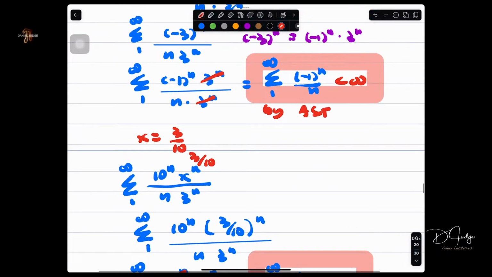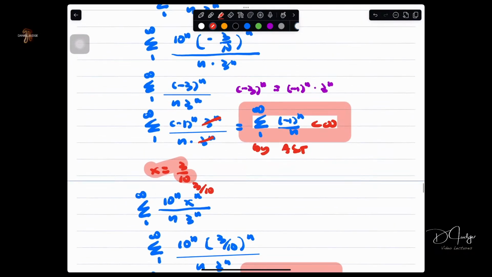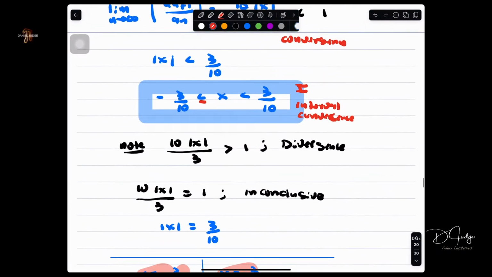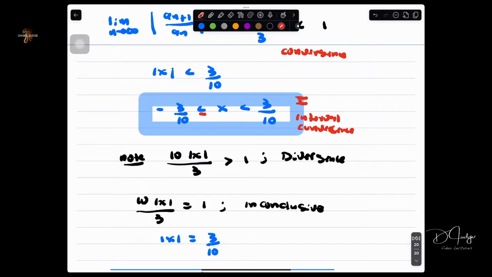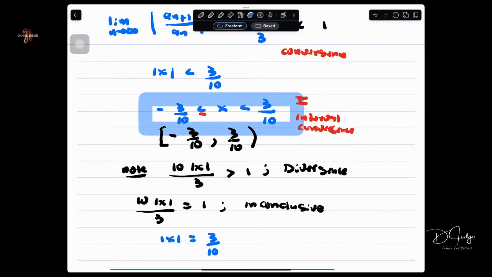So what does that mean? It means we could not include in the interval of convergence the value of x being 3/10. So you've got what's called a half open, half closed interval here. This is what that looks like in terms of interval notation. We include -3/10, but we don't include the positive 3/10 value in the interval of convergence. This is what we're looking for.